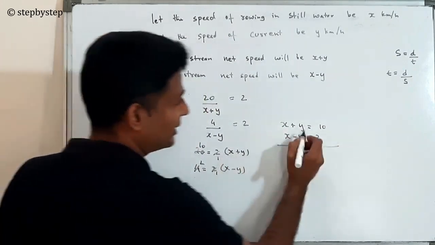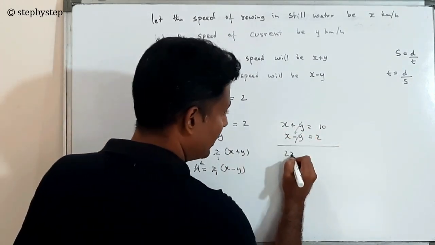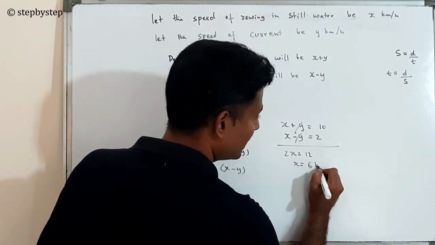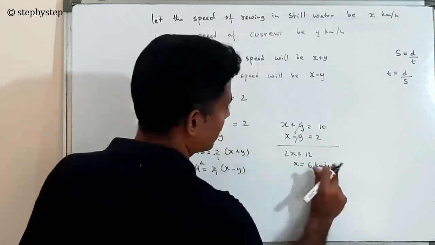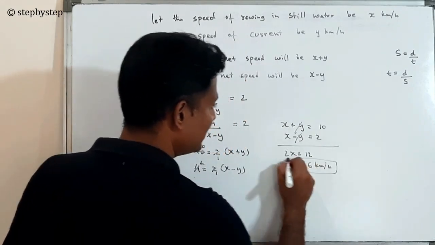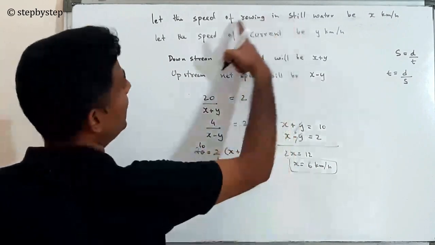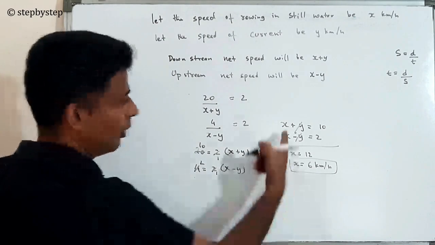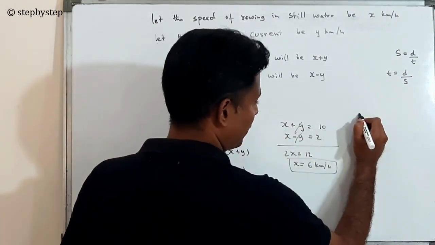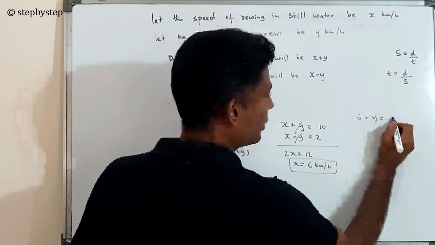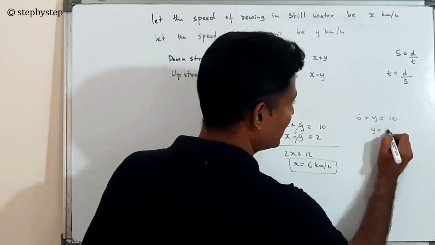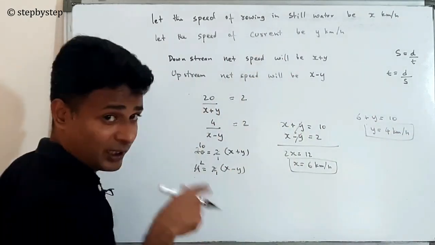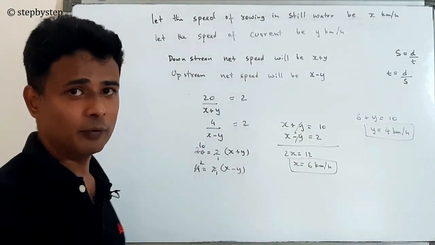So by elimination, direct addition, plus y and minus y will cancel. I'll get 2x equals 12. So x is equal to 12 by 2, that is 6 km per hour. So her speed of rowing is 6 km per hour. Now finding y, I'll use the first equation, x plus y, that is 6 plus y equals 10. So y is equal to 10 minus 6, 4 km per hour. So the speed of the water current is 4 km per hour.